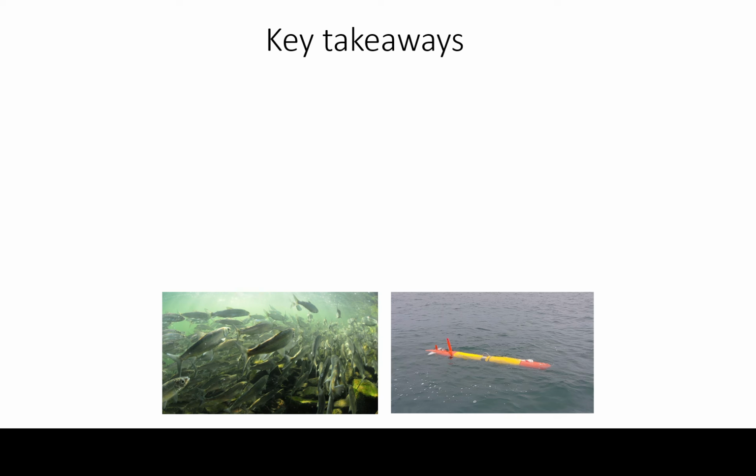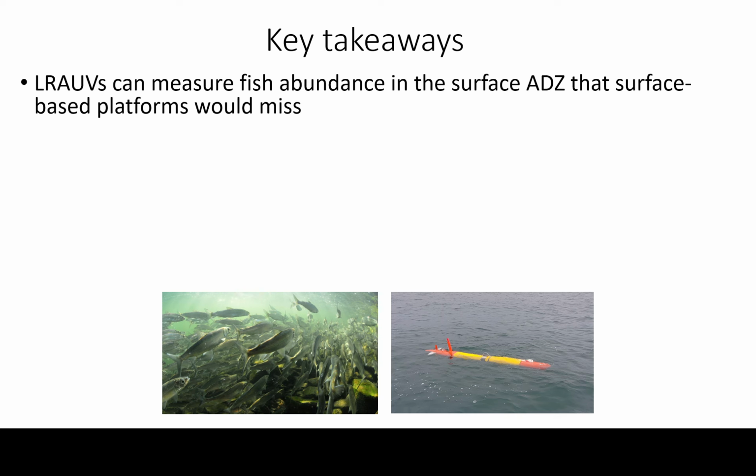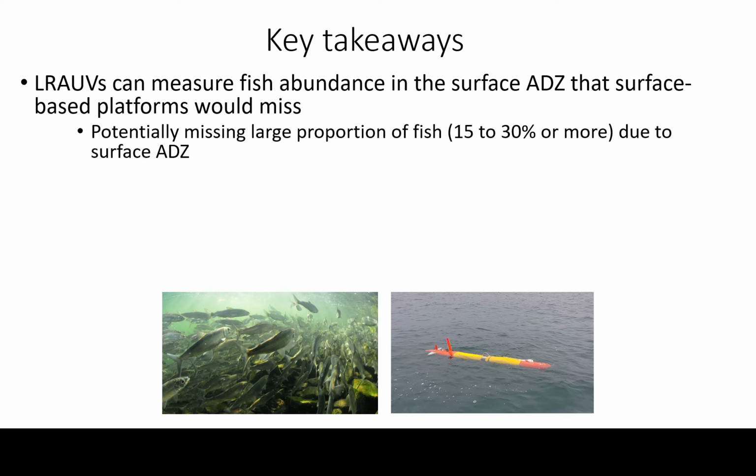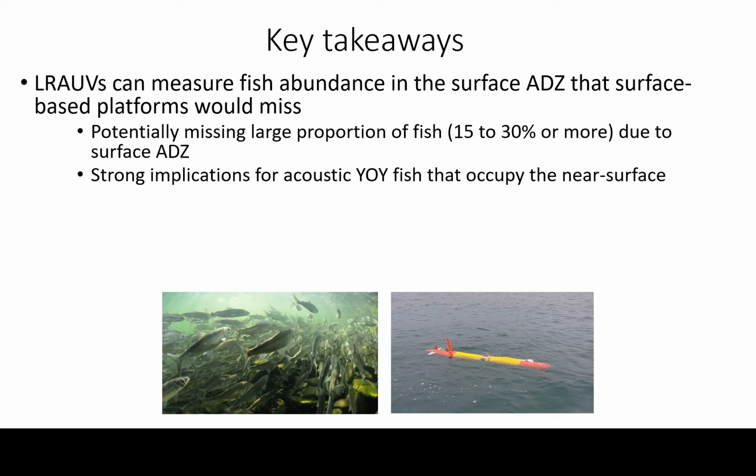So some key takeaways to this work: long-range autonomous underwater vehicles can measure fish abundance in that top 5 meter water column, the surface acoustic dead zone, that surface-based platforms would miss. This could potentially be a large proportion of fish, from 15 to 30% or more, that are in that top water column. There are strong implications that young of year fish occupy the near surface, and so specifically maybe missing the small young of year fish in your estimates there.